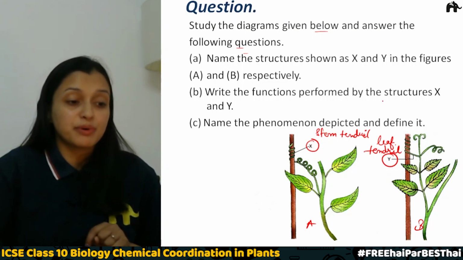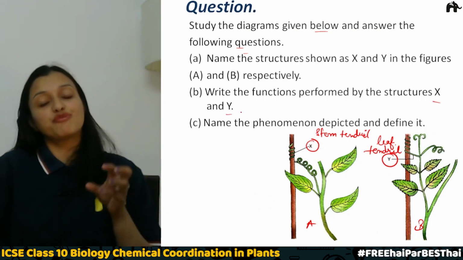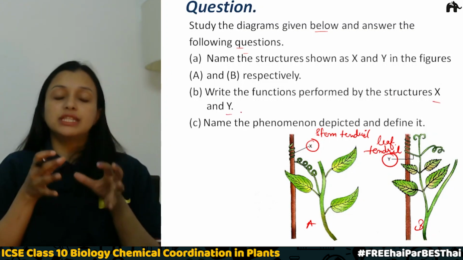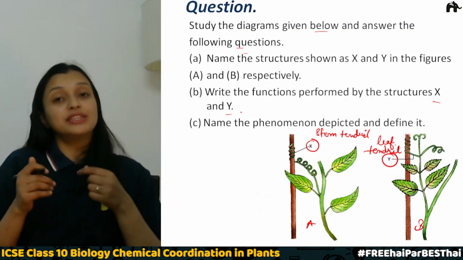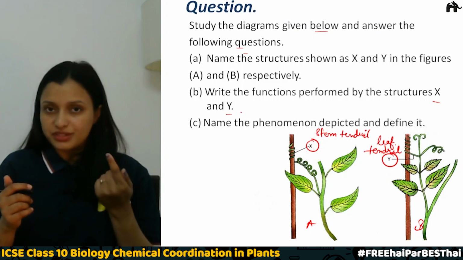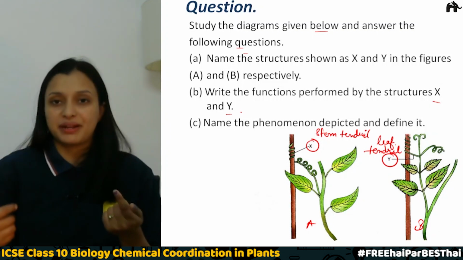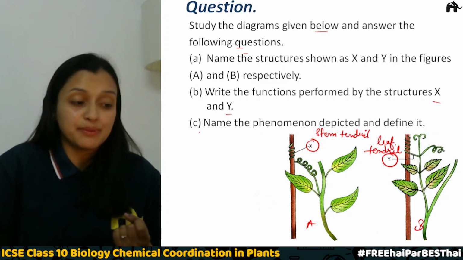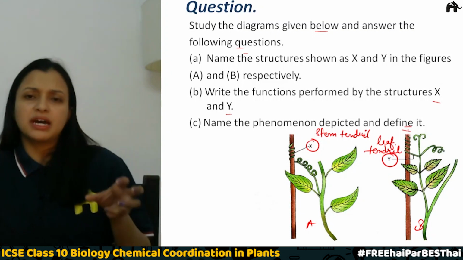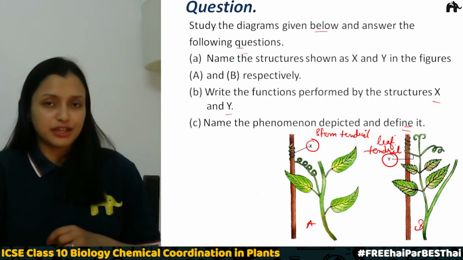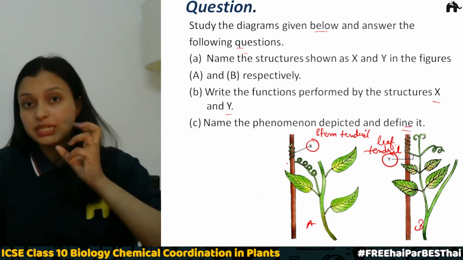Write the functions performed by the structures X and Y. So what are the functions performed by these structures? As soon as they come in contact with any support, they coil around that support, right? So basically they help the plant in climbing and growing upright. Clear? Now the C part: name the phenomenon depicted and define it. You can easily make out. This is touch stimulus, right?